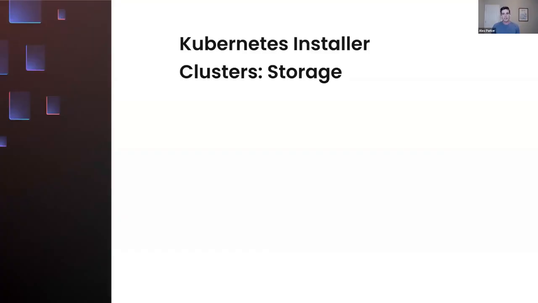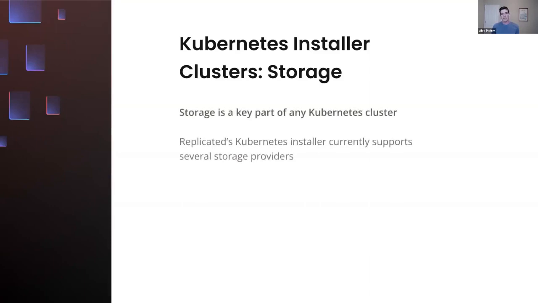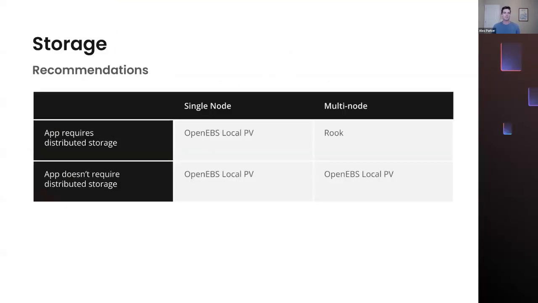So storage is a really big part of any Kubernetes cluster, and Replicated's Kubernetes installer currently supports several different storage providers. We support Rook, we support Longhorn, we support OpenEBS. So which one of these should you use? And what is our recommendation for your specific circumstance?